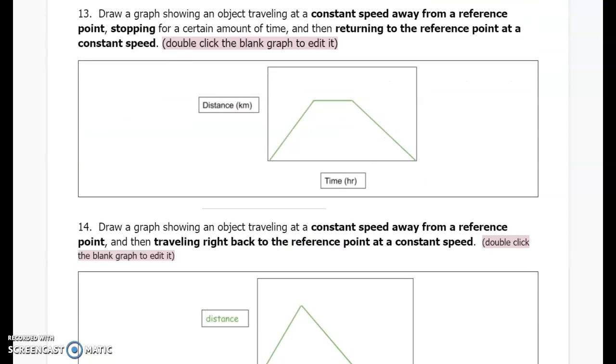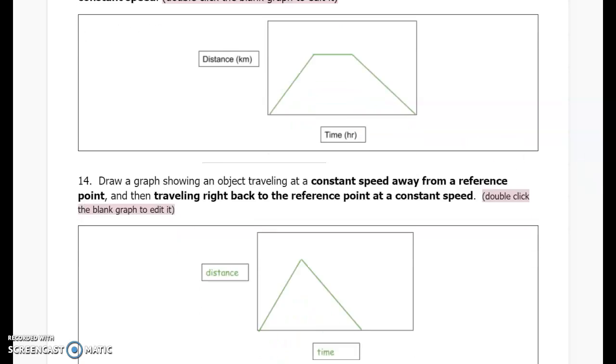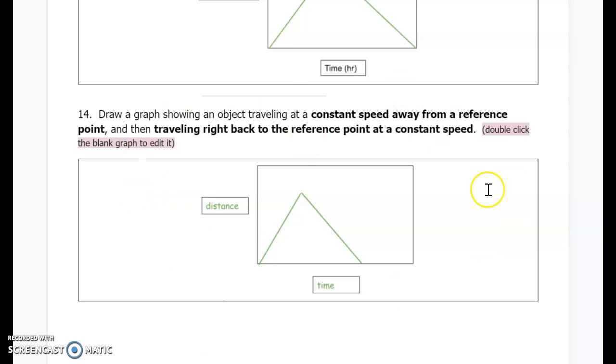13 wanted us to draw a graph. So in this case, distance and time was labeled for you, and what you needed to do is plot it. So we have an object traveling at a constant speed away from a reference point, which is this first line here. Then they stop and return to the reference point at a constant speed. So that's what a graph would look like if you went away, stopped, and then went back toward your home or your reference point.